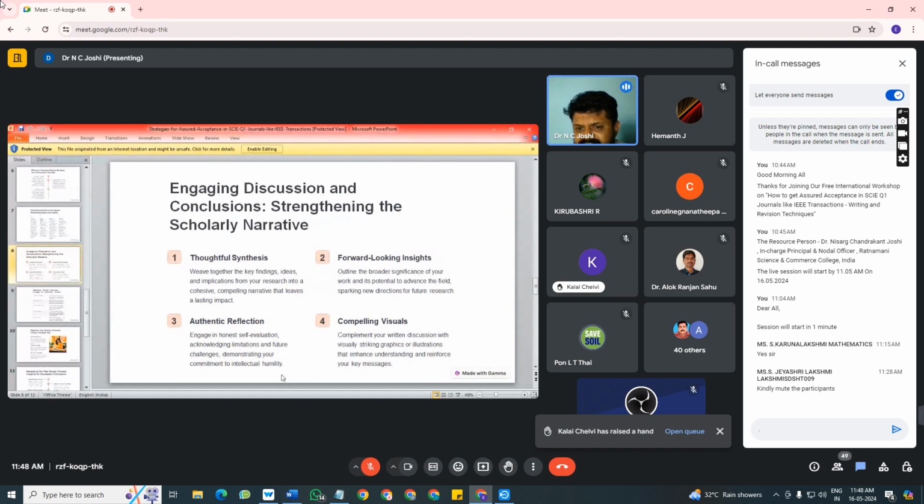Outline the broader significance of your work and its potential to advance the field, sparking new directions for the future. Forward-looking insights: from the literature you are finding the knowledge gap, and you want to work on this topic. What is the advantage for your field, sparking new directions of future research.